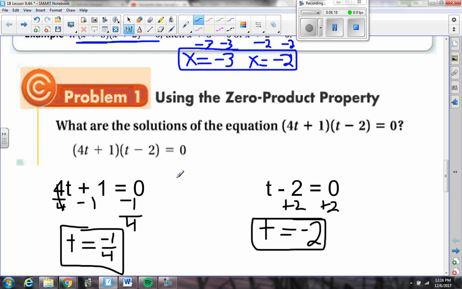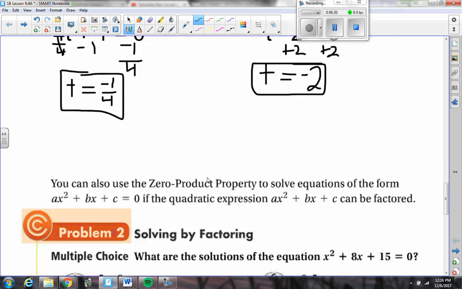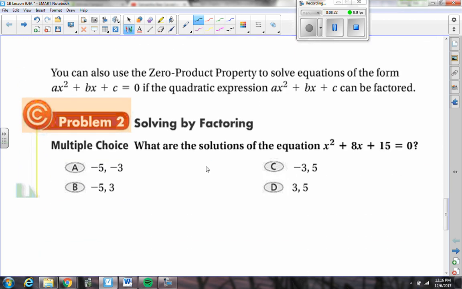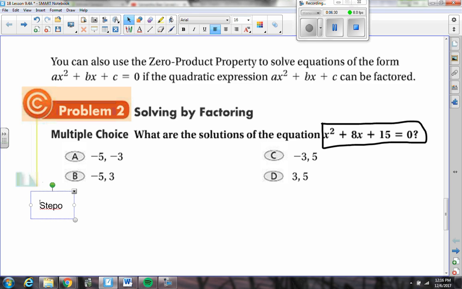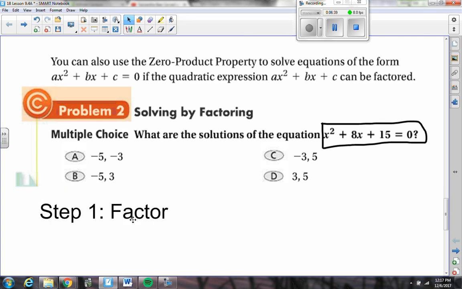So what we're going to end up doing is something like this, where I need to take a quadratic expression and factor it first. Step 1, factor. And then I'll solve using the zero product property.